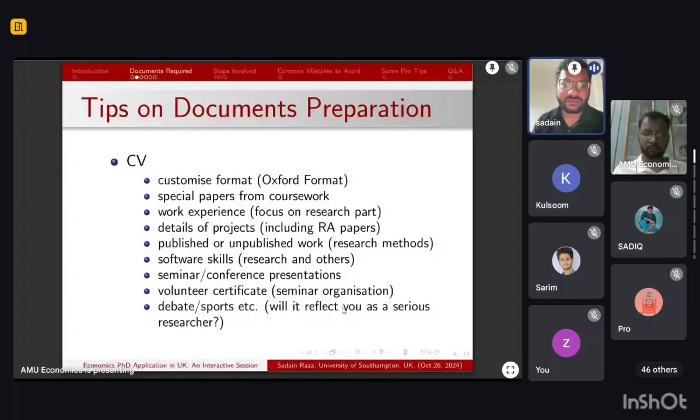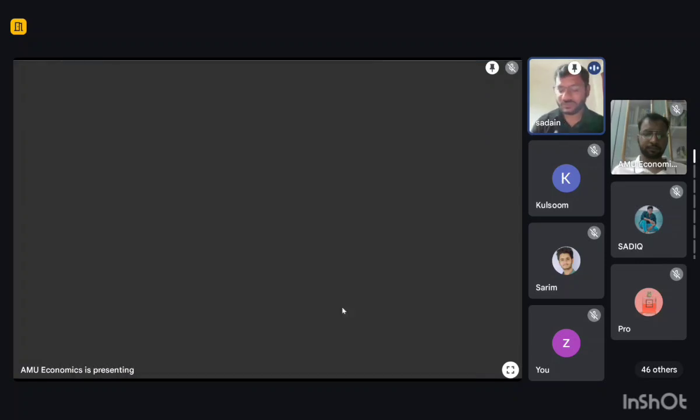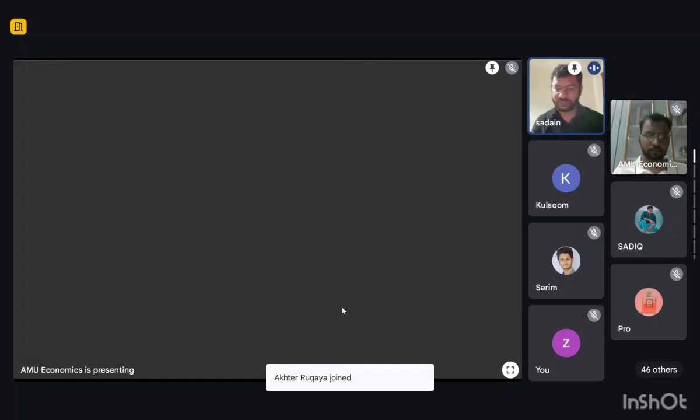Then after that, I will talk about steps involved. And in steps involved, I will talk about some of these steps. First thing first is document preparation, in which the first thing is CV, and after your CV is your research proposal. This is one of the most important documents of your PhD application, the research proposal.